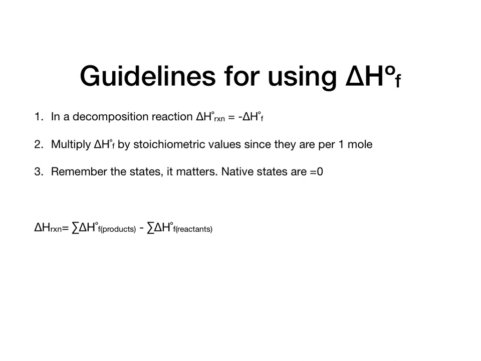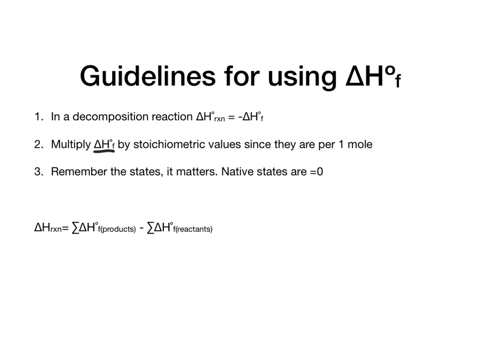So there are a couple of guidelines for using delta H naught F. 1, in a decomposition reaction, delta H reaction is actually negative delta H, the heat of formation. So we could calculate that pretty simply from the table. So when we use delta H naught F, we're going to use it to calculate delta H of reaction. And we're going to multiply delta H naught F by stoichiometric values since they're per 1 mole.